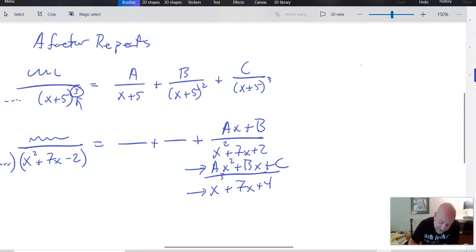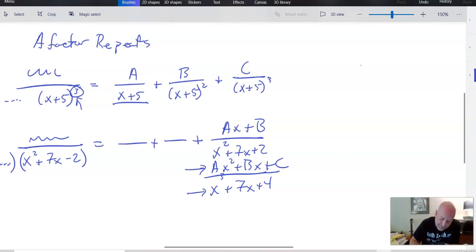And even with the linear factors, the numerator is a constant, and a constant has degree 0, and a linear factor has degree 1. A quadratic factor has degree 2, and all that stuff. So the numerator is always 1 degree lower than the denominator as far as the factor goes. Not as far as how many times you multiply it in, but as far as the factor itself. So those are the 2 new things that we're adding here.